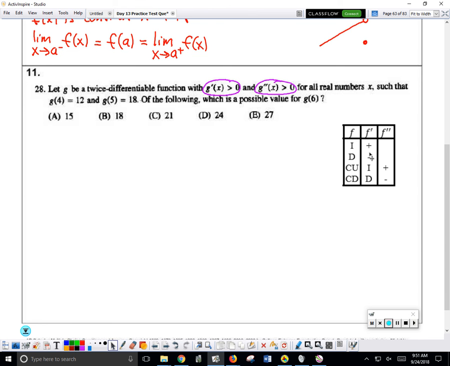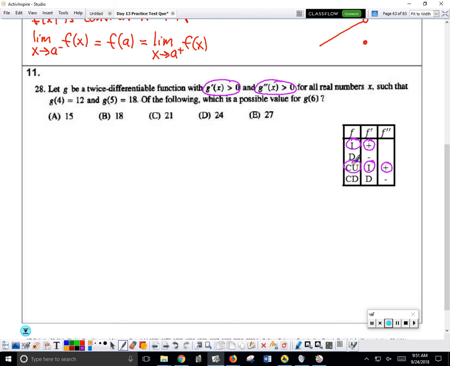So let's see, G prime is greater than 0, so G is increasing. G double prime is greater than 0. So maybe this one doesn't need a flashcard as much as I thought. So what can be a value of G of 6?